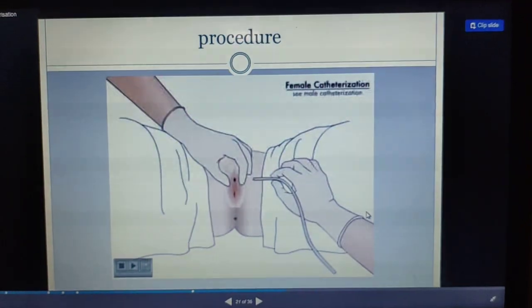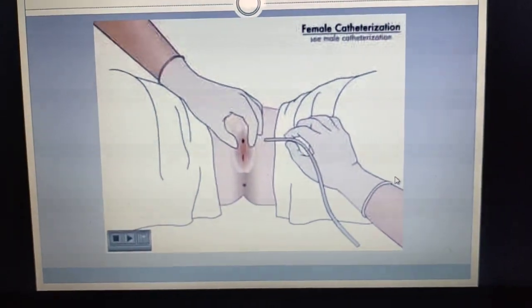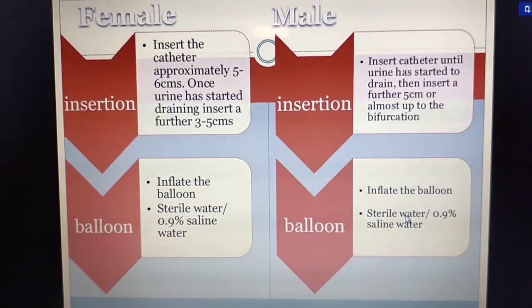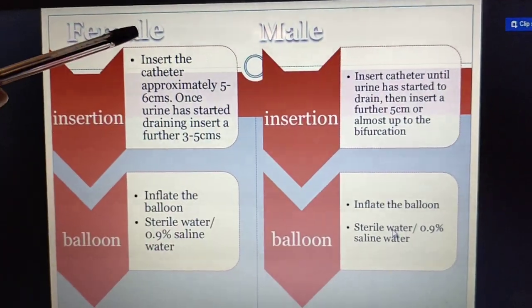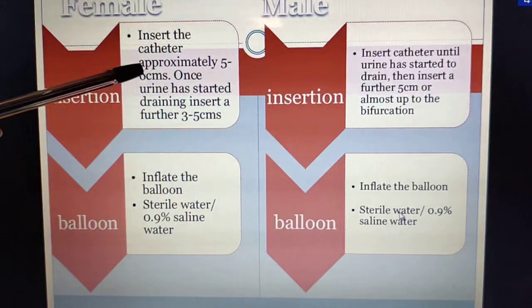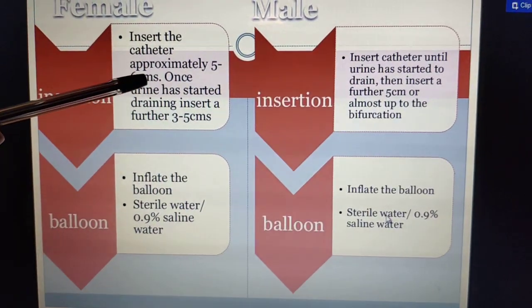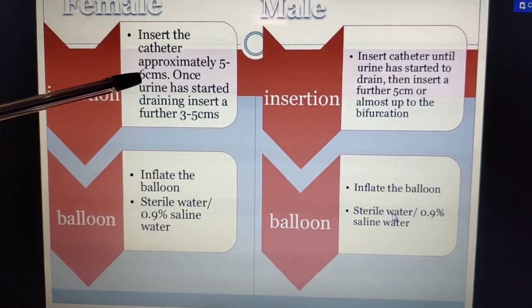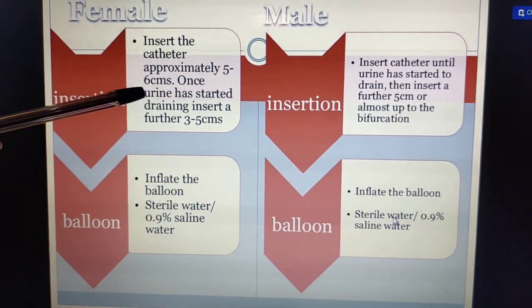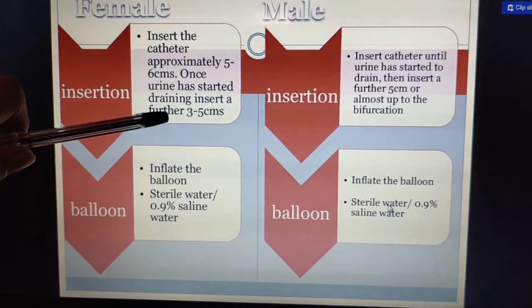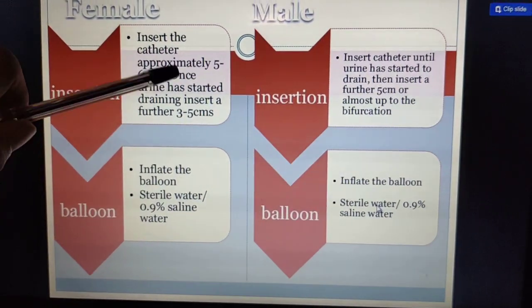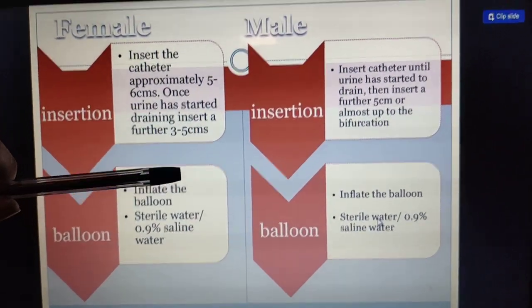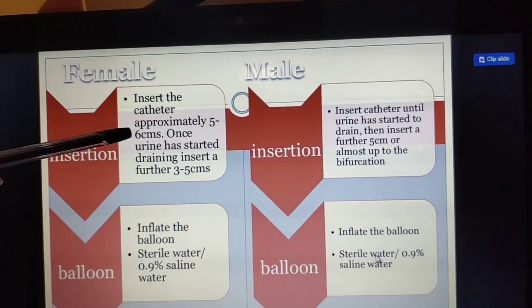Okay. The procedure we'll see now, for the female and for the male. How to insert? See, insert the catheter approximately 5 to 6 centimeters. Once you insert exactly 6 centimeters, urine starts draining. Once you reach 3 to 5 centimeters, urine will come out. Again you insert, go in depth, up to 6 centimeters, enough.